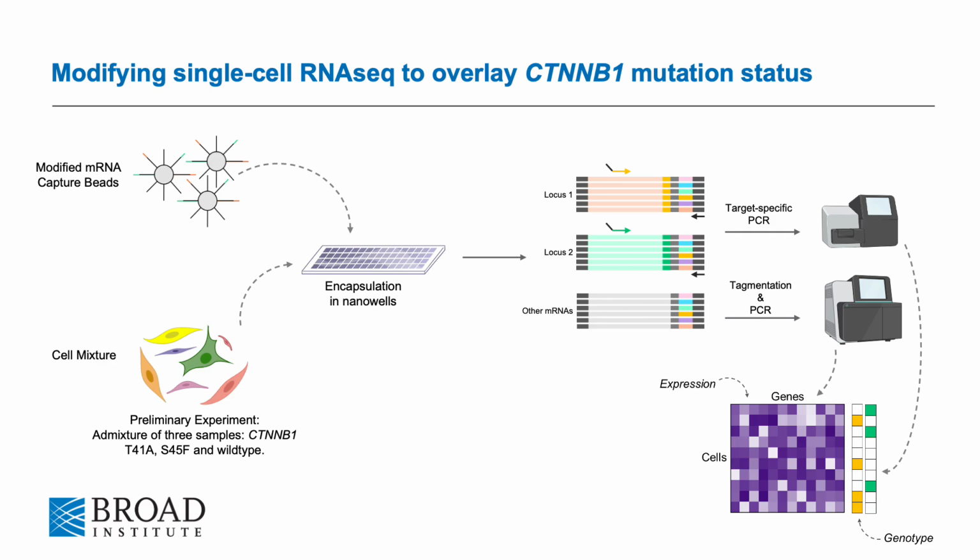After we performed validation experiments to ensure the modification does indeed capture the beta-catenin hotspot region, we went ahead with a preliminary experiment using an admixture of 3 samples, one carrying beta-catenin T41A mutation, another with an S45F mutation, and a third sample consisting of beta-catenin wild-type cells, all mixed together as one sample, and we used our method to try and deconvolute these cells.